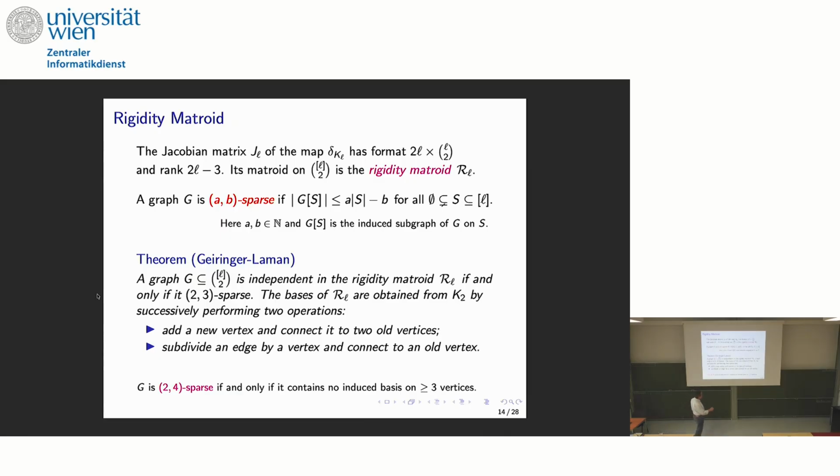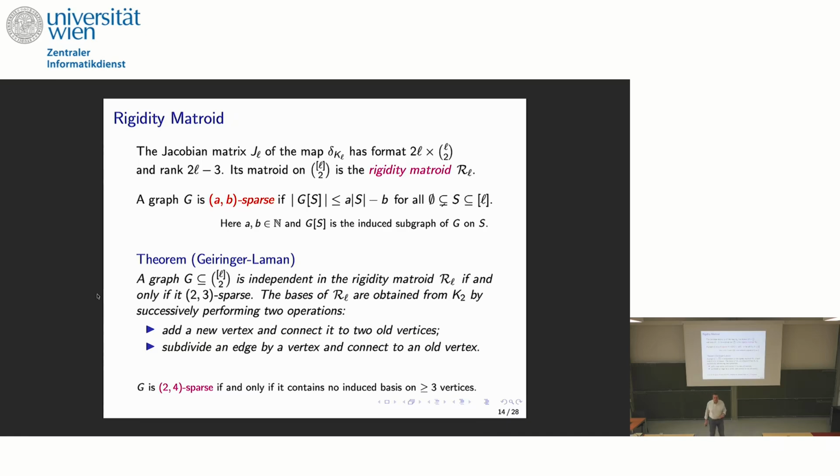Now the bases, the maximally independent sets in this matroid, can be constructed recursively as follows. You start with the complete graph on 2 vertices, 1 edge and 2 vertices, and you inductively do the following thing. You add 1 new vertex and you connect it to 2 old vertices. Or you subdivide an edge by a vertex and connect it to an old vertex. So each of these operations introduces 1 more vertex and 2 more edges. That's the 2s minus 3. And there's also (2,4)-sparse. Let me spare you this.